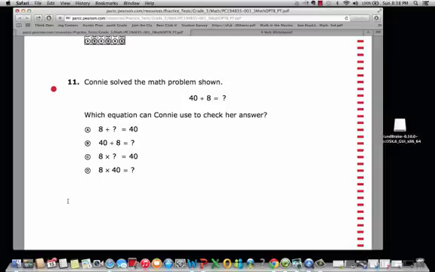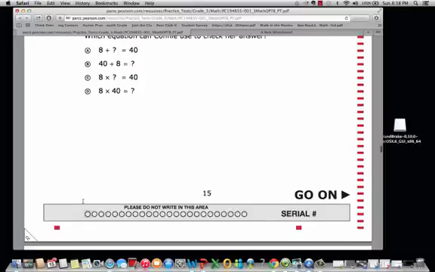Okay. Connie solved the math problem. 40 divided by 8 equals question mark. Which one could she use to check her answer? You just needed to remember that multiplication was the opposite of division, and that it would be 8 times whatever her answer was equals 40. If you did 8 times 40, you would have ended up with 320, which is way bigger than 40 divided by 8 could have been. So that should have helped you rule out D. I don't think anybody had issues.